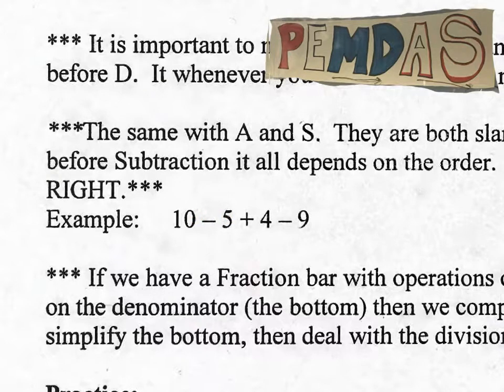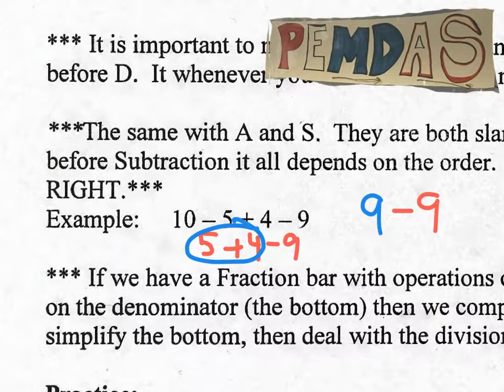So 10 take away 5 is 5. And then you could bring down the plus 4, then the minus 9. And then again, from left to right, you're going to go 5 plus 4 is 9. And you'll have 9 minus 9 at the very end. And that's how you get 0 as your final answer. So whenever you have addition or subtraction, go from left to right. Whenever you have multiplication and division, go from left to right. Okay, kind of like if you're reading a book, left to right.